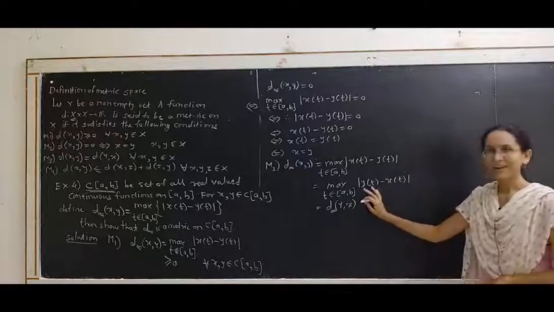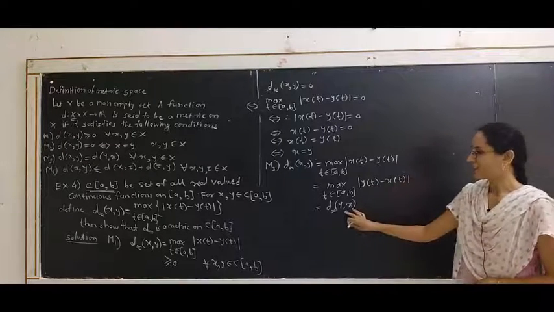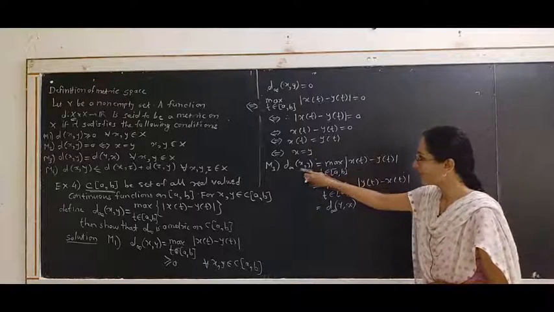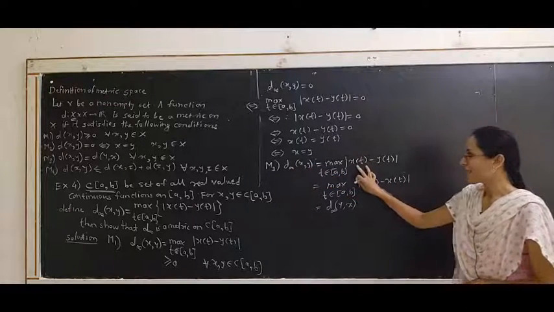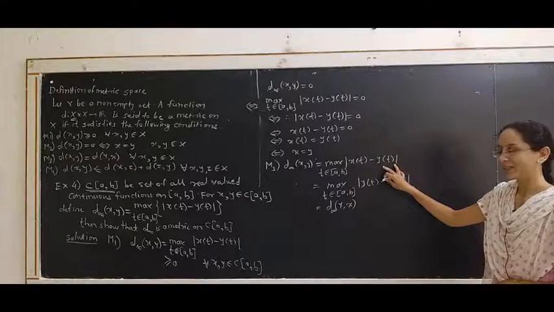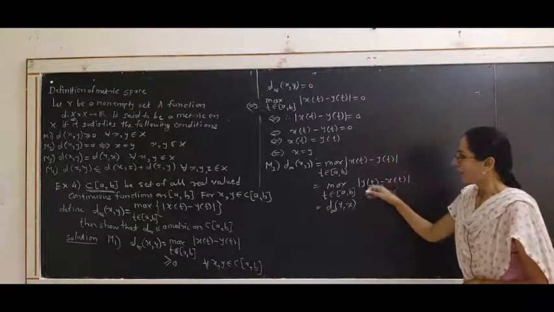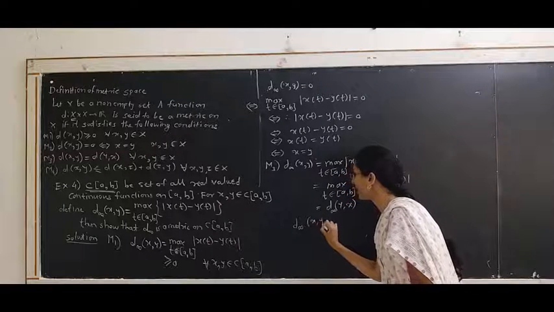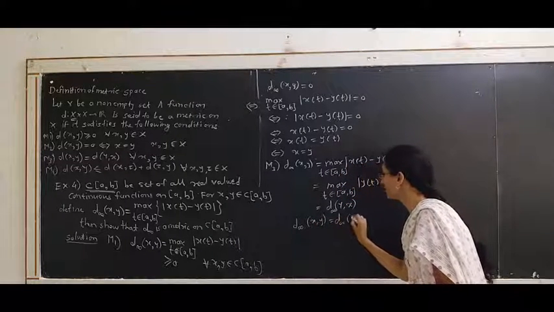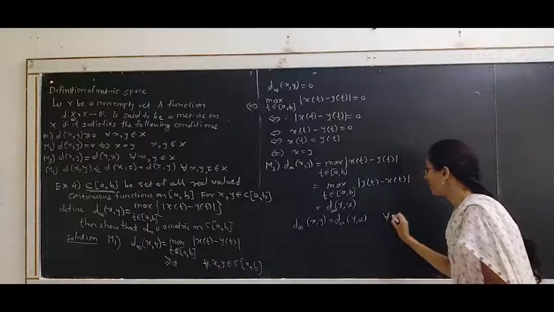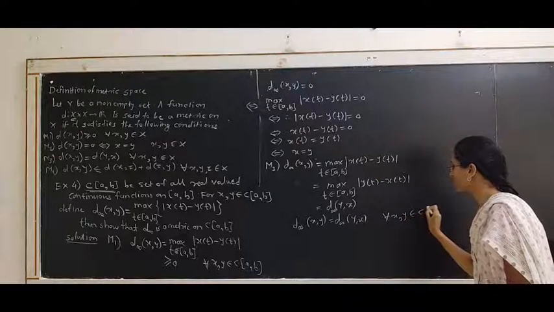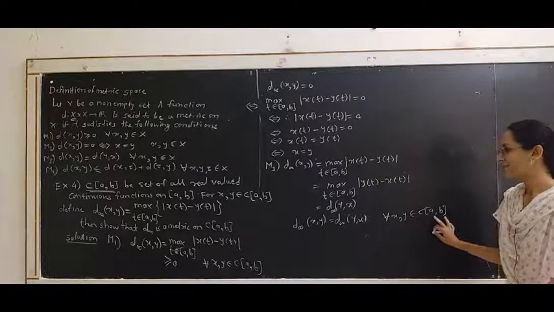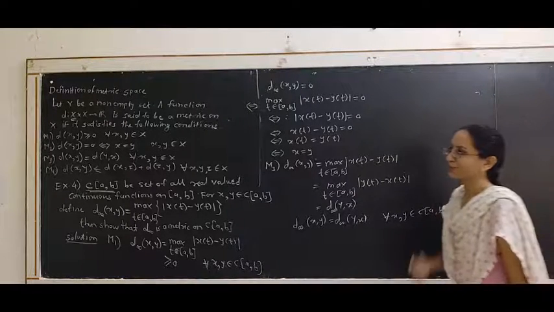because this is the difference of y of t and x of t, hence it is written as d infinity of yx, because the given definition is d infinity of xy is the maximum of mod of x of t minus y of t. Hence we proved that d infinity of xy is equal to d infinity of yx for all x, y belonging to C[A,B], continuous functions on the closed interval AB. This is the third property of the metric.